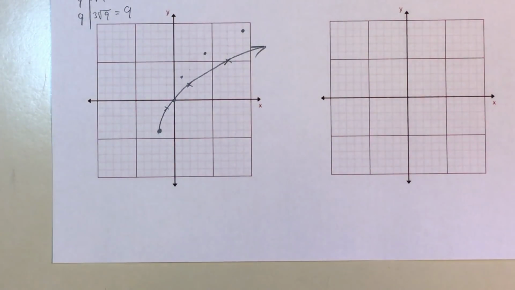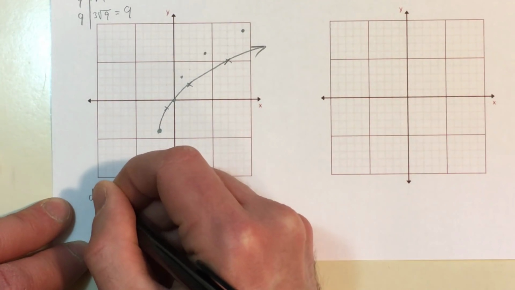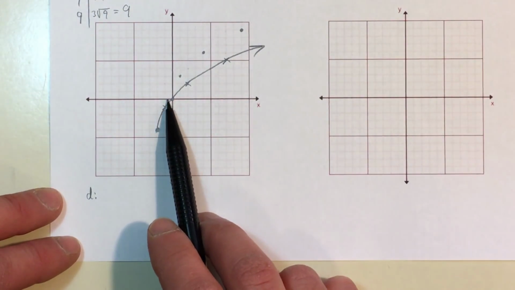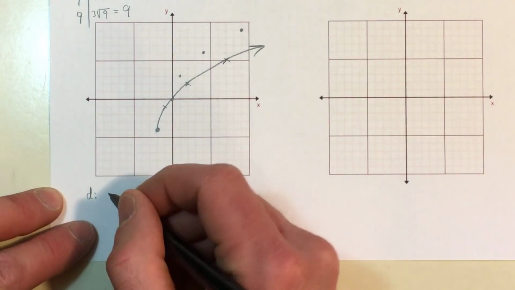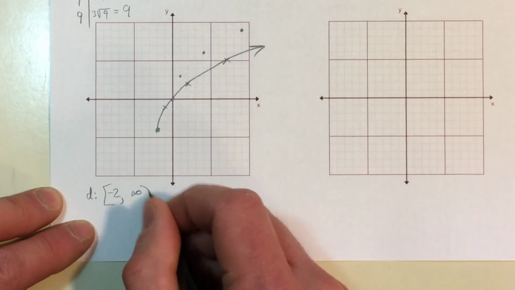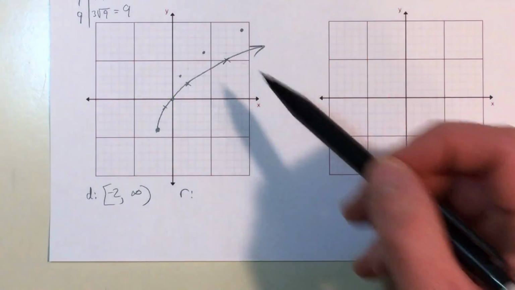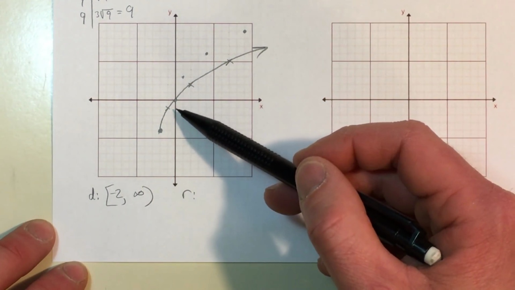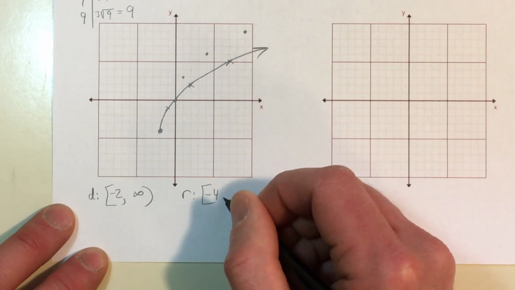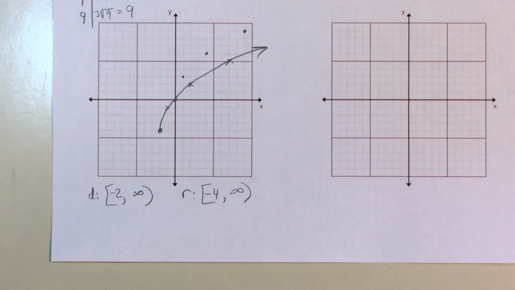We shifted this graph left 2, down 4. Let's talk about our domain. The smallest x value of this graph is negative 2, and we can include it. The biggest is infinity. For our range, our smallest y value is negative 4, and we're going up to infinity, just like so.